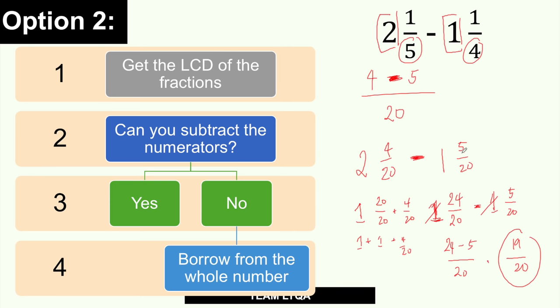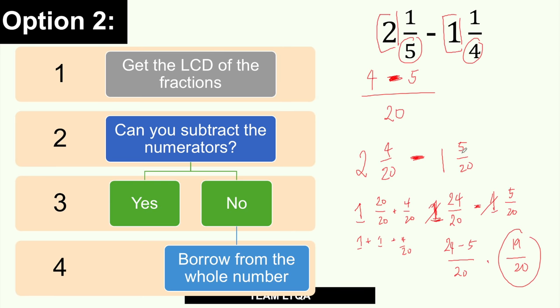So, kung yes ang sagot, madali na ang buhay mo. Ang gagawin mo na lang, tingnan mo yung whole numbers. 3 minus 1 is 2, kukopyahin mo lang siya. 2 and 7 over 15. It's that easy, actually, if hindi mo kailangan mag-borrow.